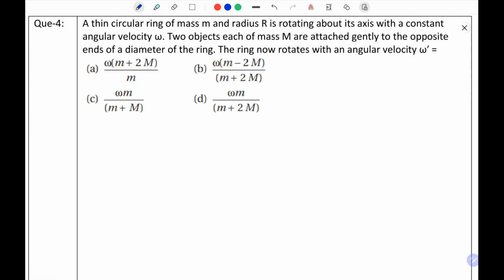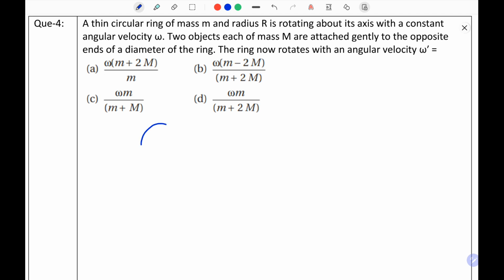Fourth question is, a thin circular ring of mass m and radius r is rotating about its axis with a constant angular velocity omega. Two objects, each of mass capital M, are attached gently to the opposite ends of a diameter of the ring. The ring now rotates with the angular velocity omega dash.